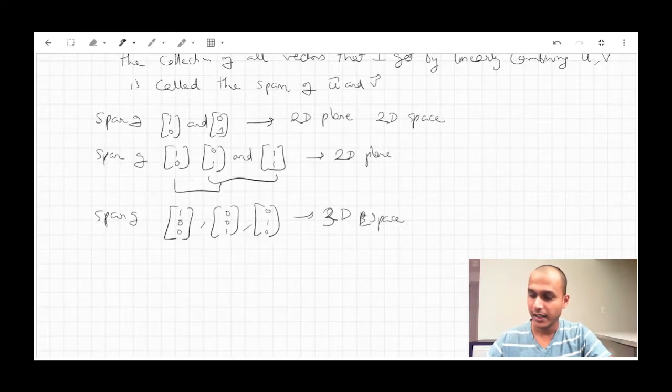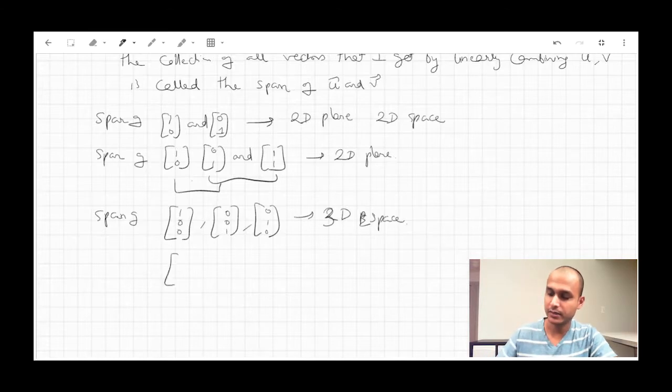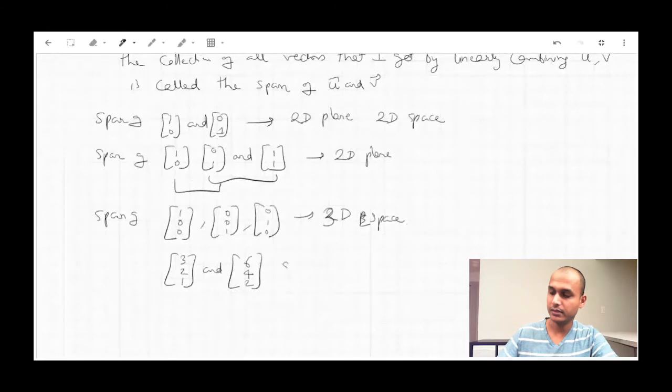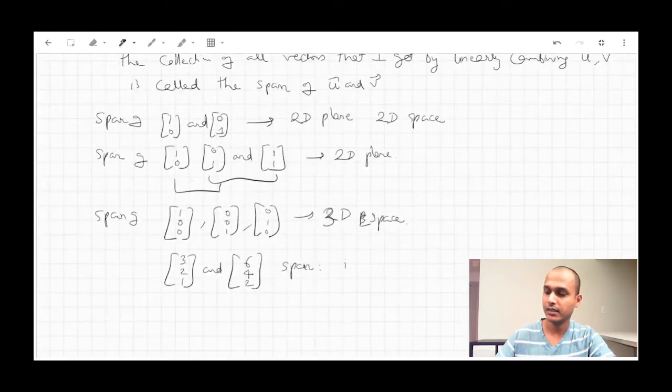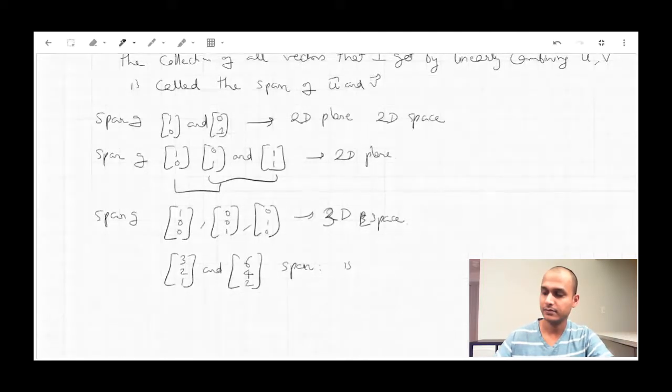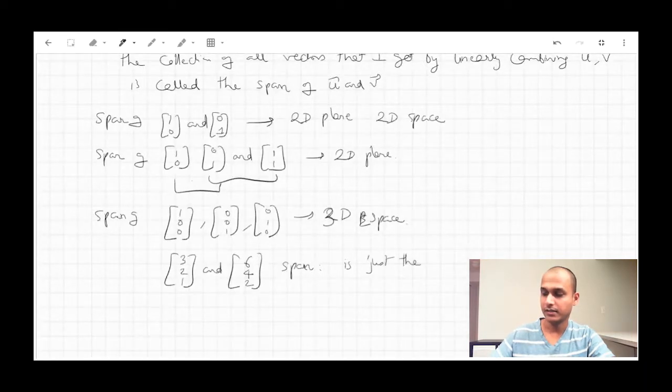Okay, and what if I had just two vectors? Let's say 3, 2, 1, and in fact, let me just use 6, 4, and 2. Okay, what is the span of these two vectors? Turns out the span of these two vectors is just the line in 3 dimensions. Okay, it's just a line.